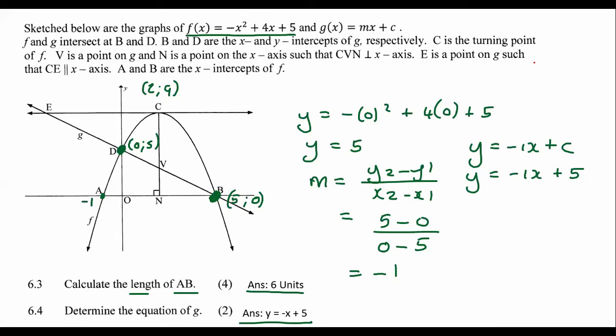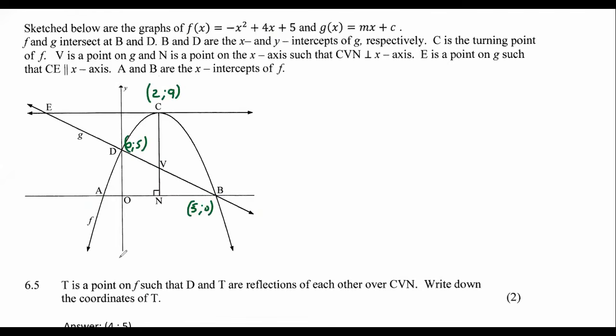All right, guys, so let's move on now. 6.5. They tell us that point T, which we don't have on the diagram just yet, T is a point on F, okay, so it's somewhere on this graph, such that D and T are reflections over the line CVN. Okay, guys, so this is a typical type of question. So they're taking this line CVN over here. Okay, wait, that was a bit skew. They're taking that line, and then what they're doing is they are taking this point over here, and they are going to reflect it across the line to that side over there.